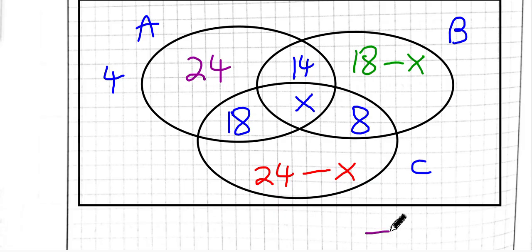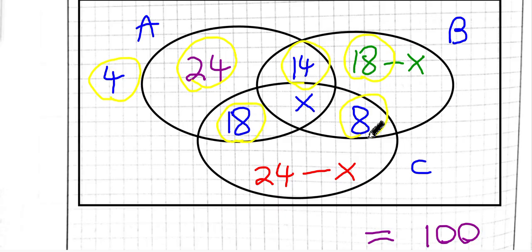Okay, next trick. Add up all the sections together and make it equal 100. Now I have a trick for this. I have a shortcut for this. You ready for my shortcut? Here we go. I'm going to circle a number and you use your calculator to add it. I want you to do 4, 24, 14, 18, 18, 8, and 24. Add all the ones that are circled in the yellow ring.